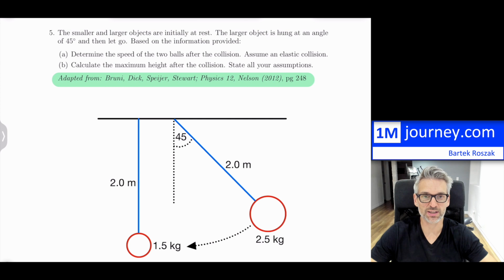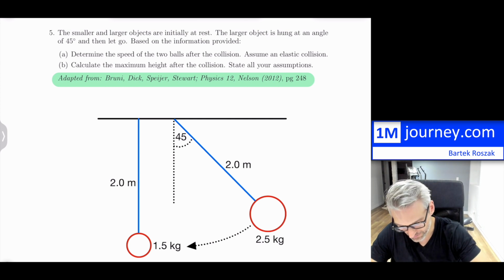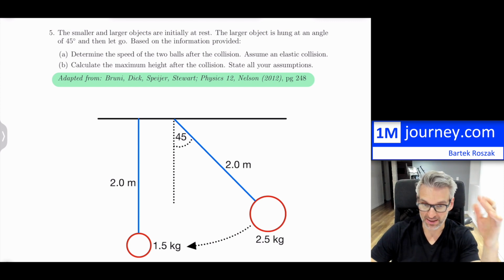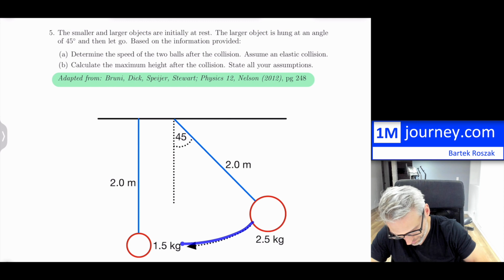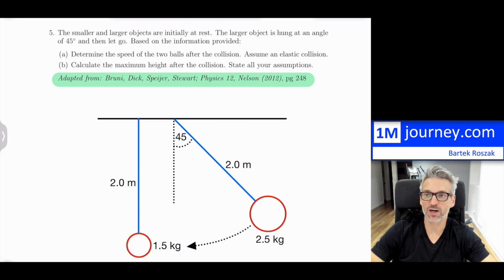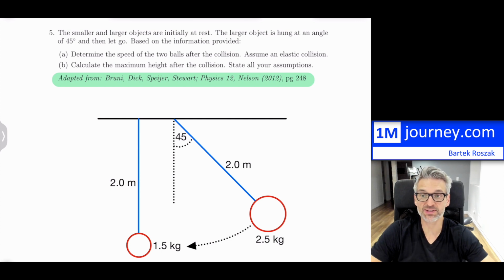Now the larger object is hung at an angle of 45. So here's your 45 degrees. That's this angle right there. So that means this angle is also 45. And now, based on this, it's let go. So I guess it's let go and basically smacks into this one. Now, it tells us the following. Okay, part A. Determine the speed of the two balls after the collision. Assume an elastic collision.